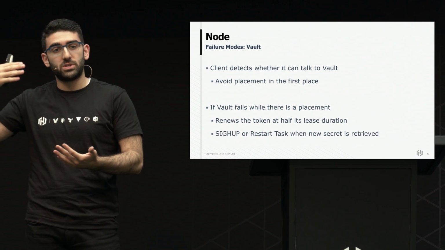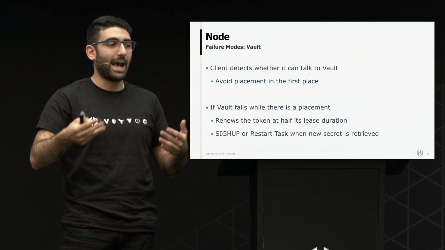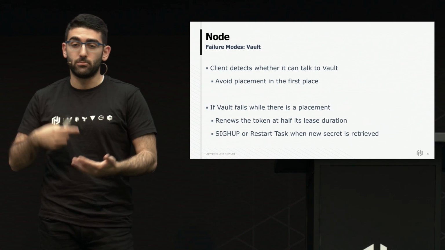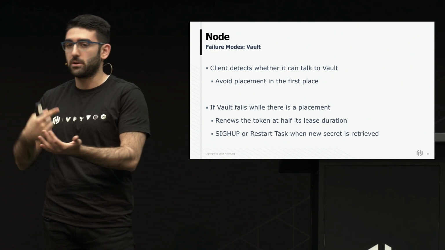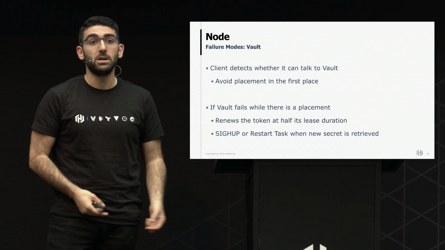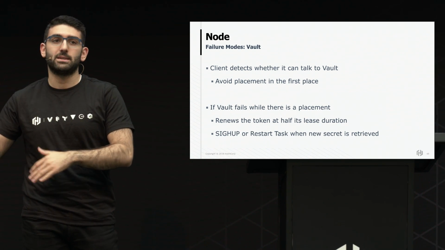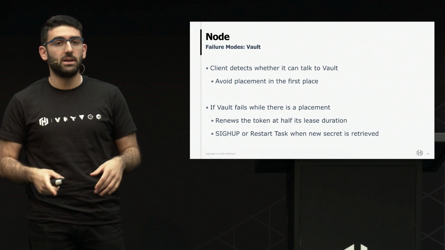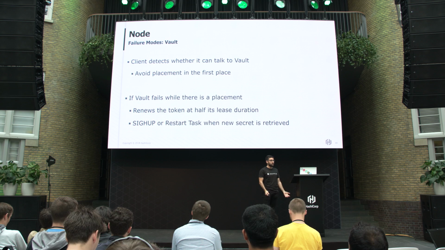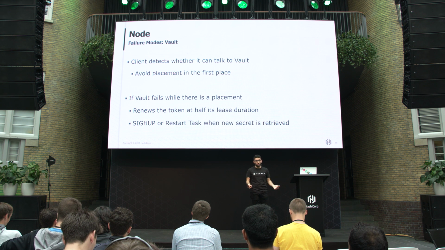What we do is we start renewing the token at half its duration. So if you have 24 hours, we renew at the 12-hour mark, 6-hour mark, 3-hour mark, and so on, until we can successfully renew it for you. So you're isolated in the meantime from Vault being down. But if Vault doesn't come up in time for us to renew that token for you, what we will do is, in the background, generate a new token as soon as Vault is available.